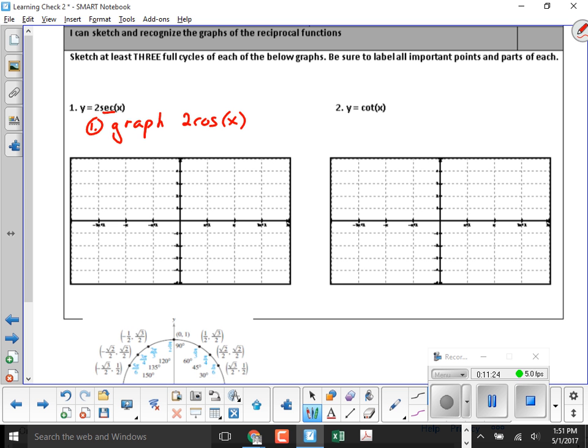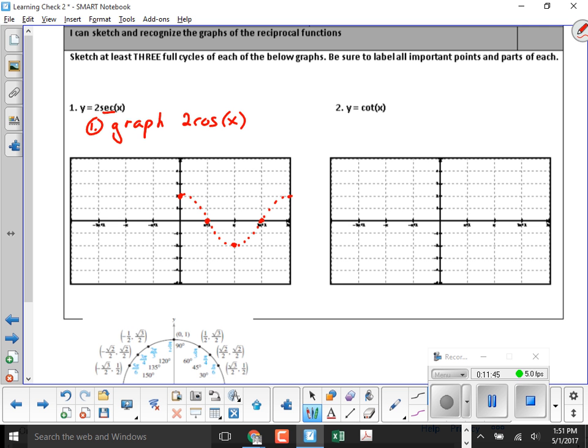Okay? Now, the cosine normally starts at 1, but this one has an amplitude of 2, so it's going to start here. It's going to finish at 2 pi. The middle is going to be a minimum, and the quarters are going to be zeros. So I'm just going to drop that down.